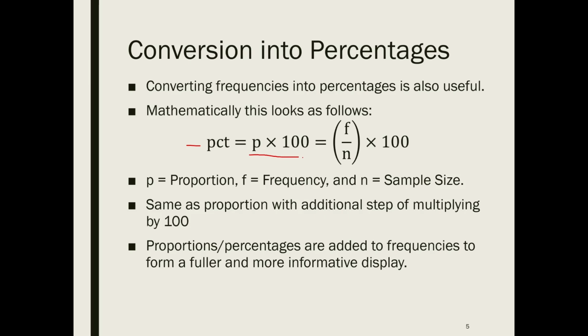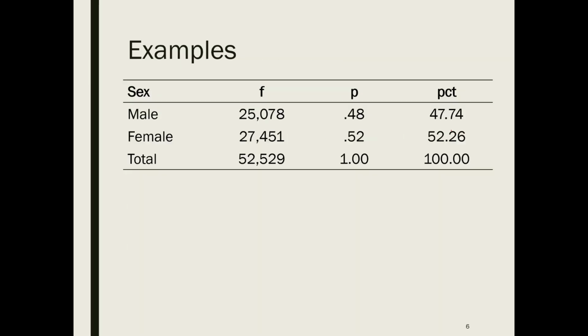For the percentage, it's easier to understand. It's just the proportion multiplied by 100, or the frequency divided by the sample size multiplied by 100. There are no other particular things about the proportion or the percentage. It's a very simple way to present data distribution.